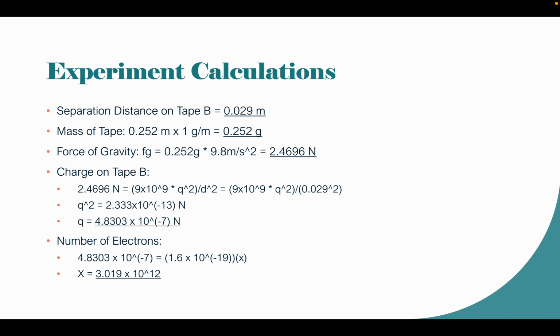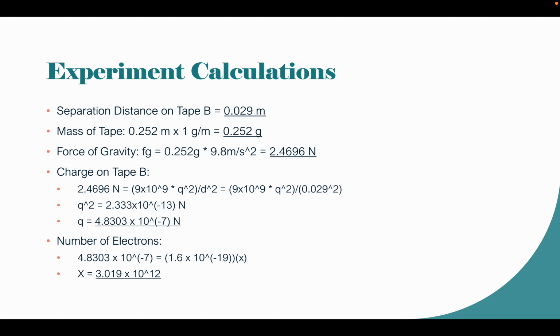Moving on to the calculations, first I found the force of gravity in regards to tape, and this was 2.496 newtons. I noted the mass of the tape, which was taken using the length of the tape times the ratio of 1 gram per meter of tape, and that came out to be 0.252 grams, and the separation distance on tape B, which was 0.029 meters.